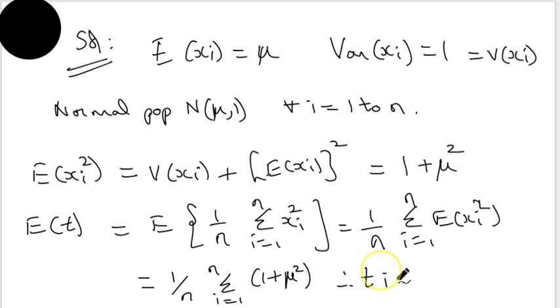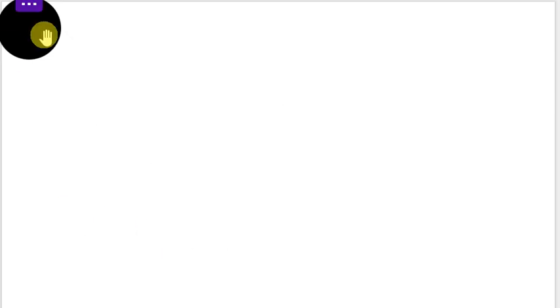Therefore, my T is an unbiased estimator. I suppose you have understood the concept of unbiased estimator. We will see one example for biased estimator. Okay, so we'll go to the next problem.